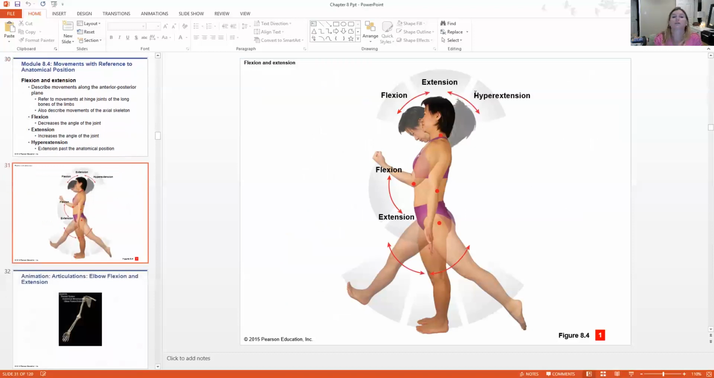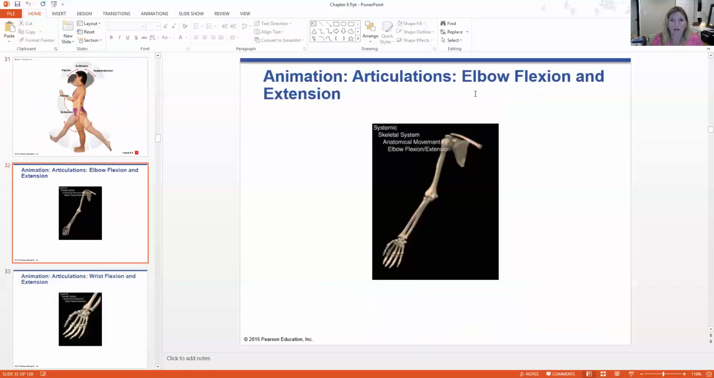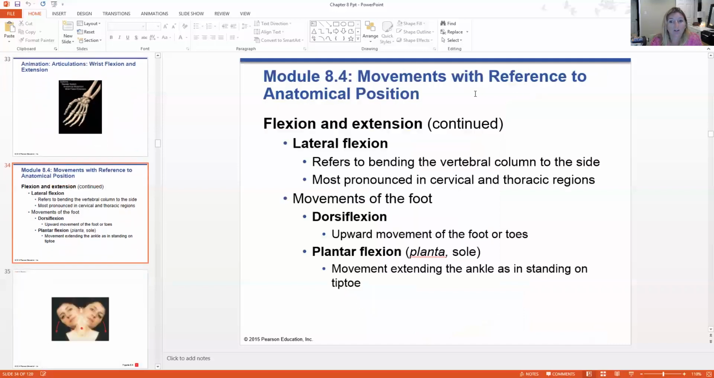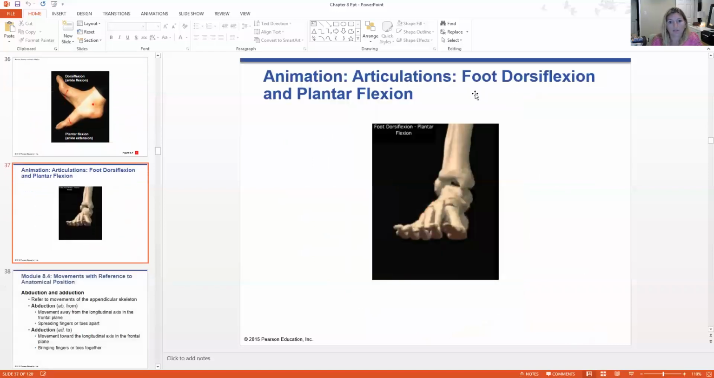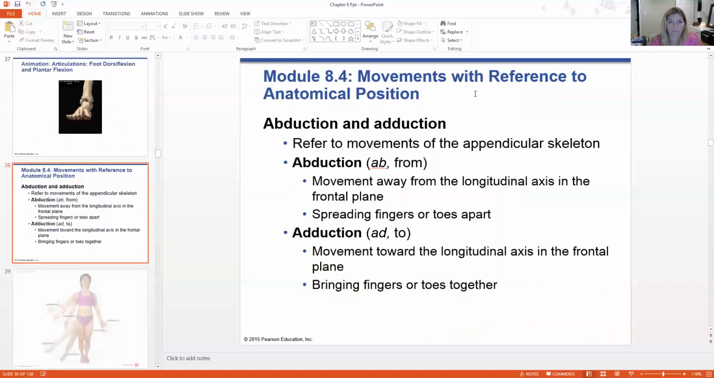Extension, you're pushing it all back. These are animations that are not linked to the PowerPoint, but if you look on the Mastering A&P website, they're all there for you, just demonstrating flexions, extensions, etc. Lateral flexion is when you're bending from side to side. Dorsi and plantar flexion are only referring to the foot. Dorsiflexion is when you're pointing your foot up, toes towards the sky. Plantar flexion is when you're pointing so that you're standing on your tiptoes. Lateral flexion, dorsiplantar, video that you can look on masteringamp.com.